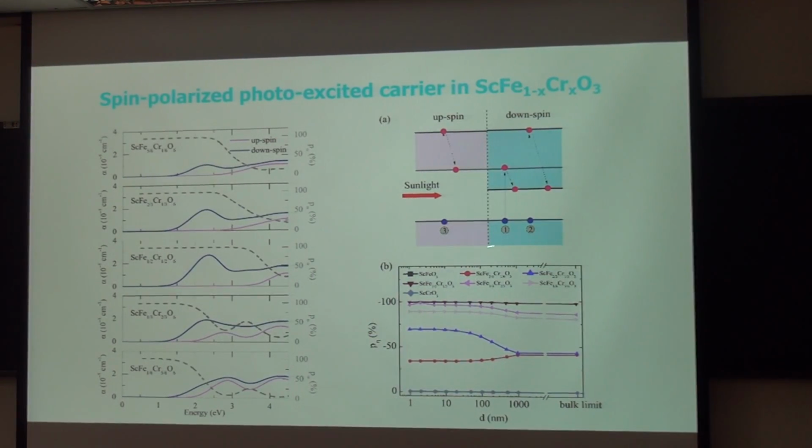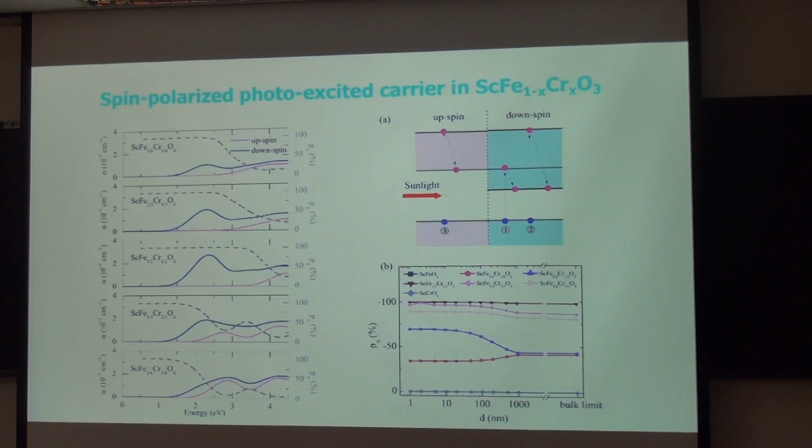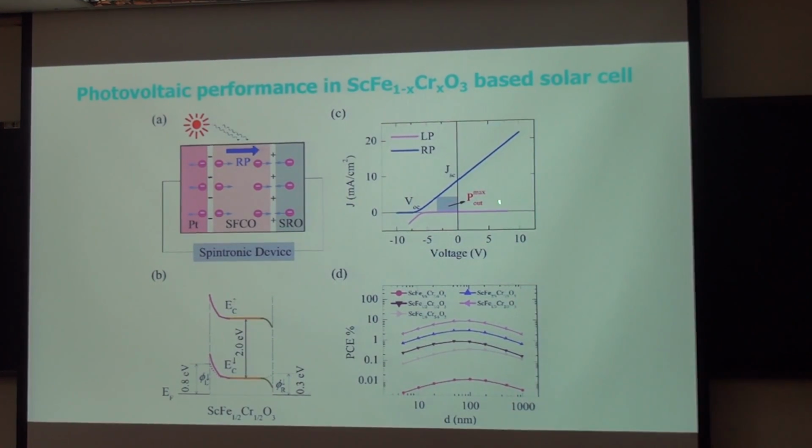We have also calculated the spin-dependent absorption spectrum. We can find, for example, in this 50% material, in a wider range of energy window, the absorption is mainly in one spin channel, and the photocurrent should be spin polarized. And finally, we have shown the photovoltaic performance of this dipolar-based solar cell.